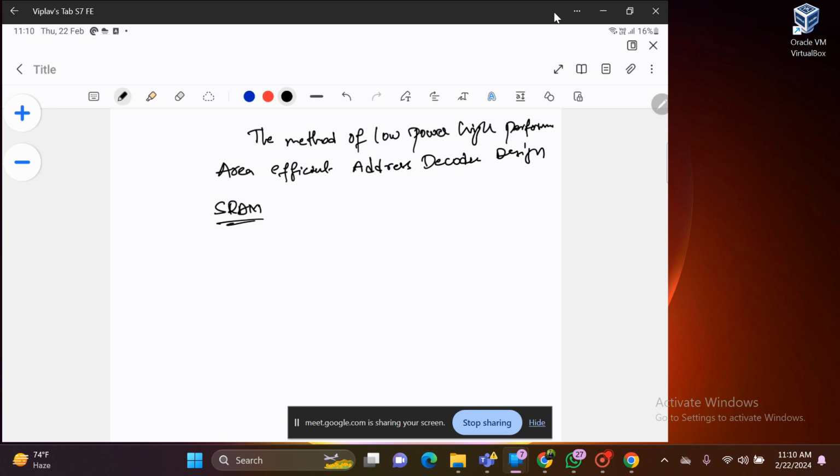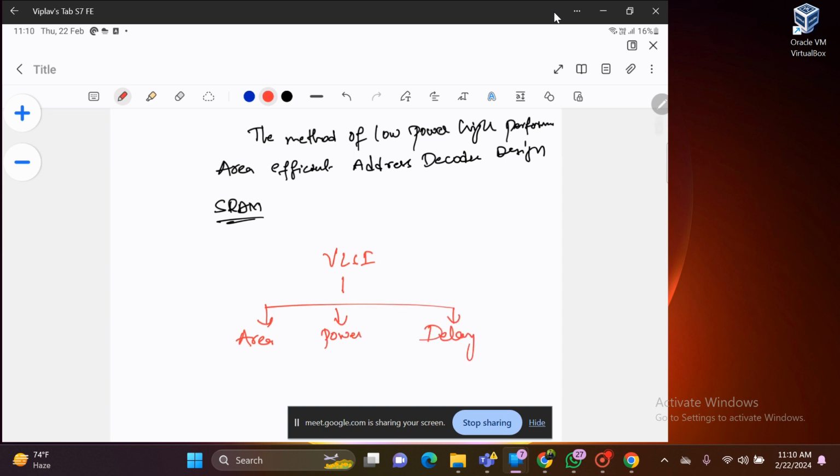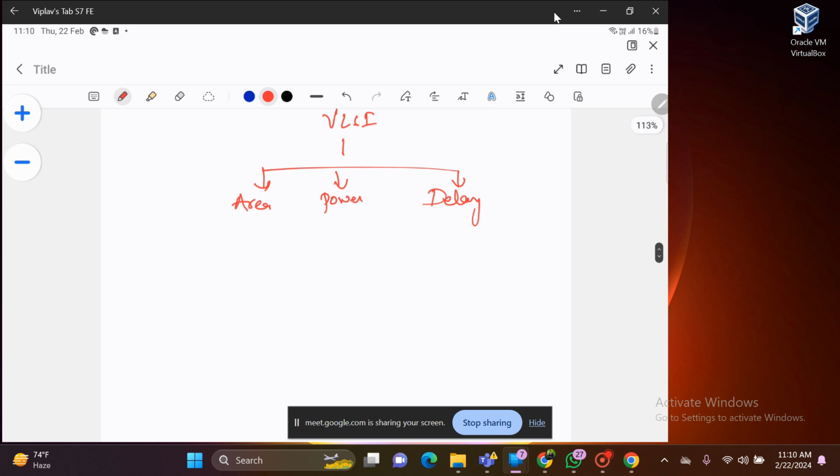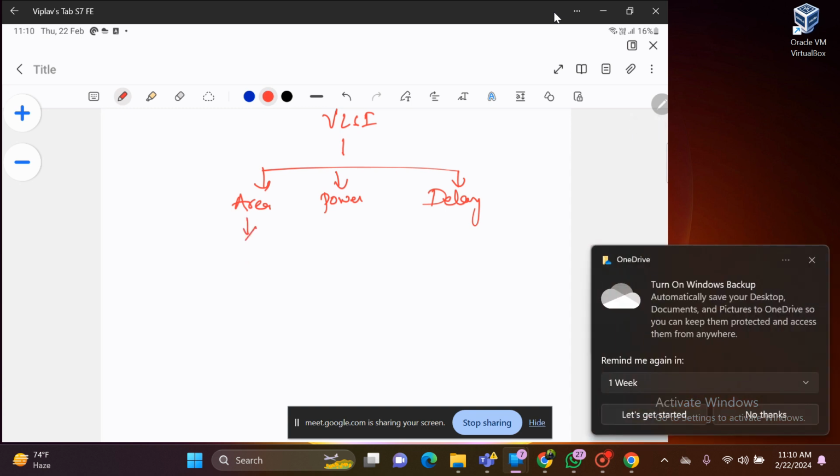So now we are doing our project in VLSI. VLSI mainly depends upon three factors: area, power, and delay. All these three factors have to be reduced. Day by day they are being reduced.